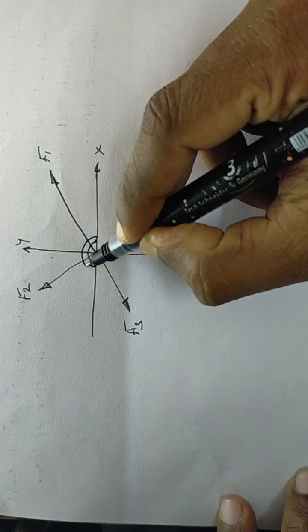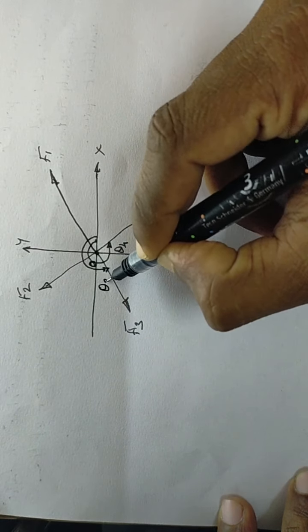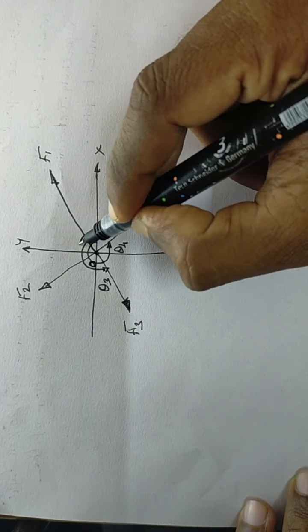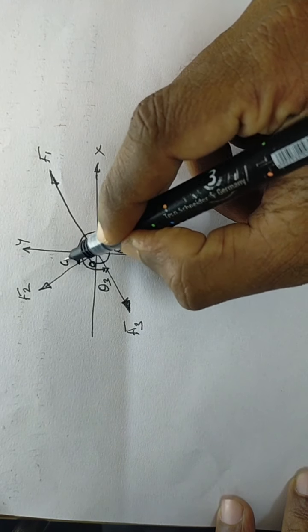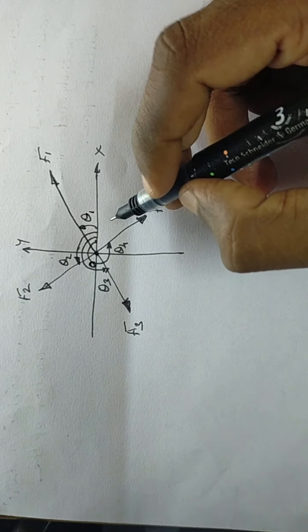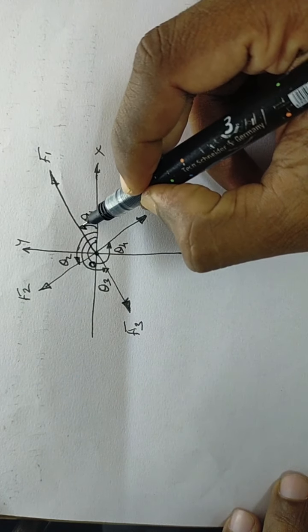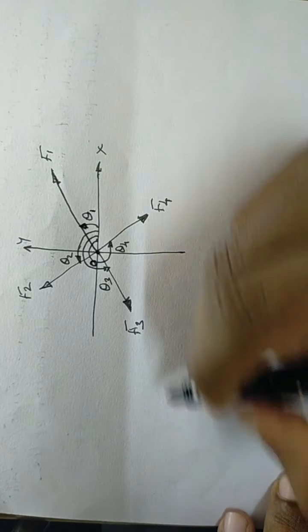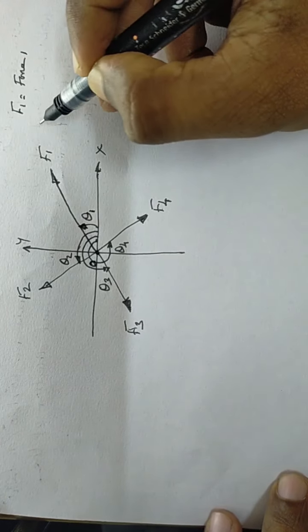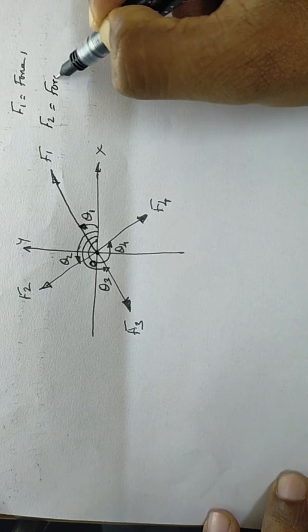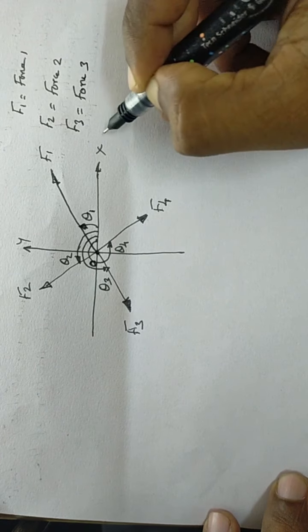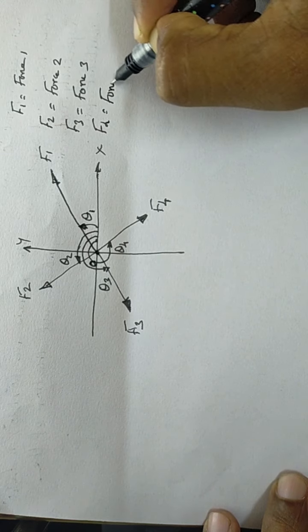From this point, this is theta 3, the corresponding angle of these forces. Okay, this is theta 2. This is theta 1. The theta must be taken from the x-axis. That's also very important. Here F1 is force 1, F2 is force 2, F3 is force 3, F4 is force 4.